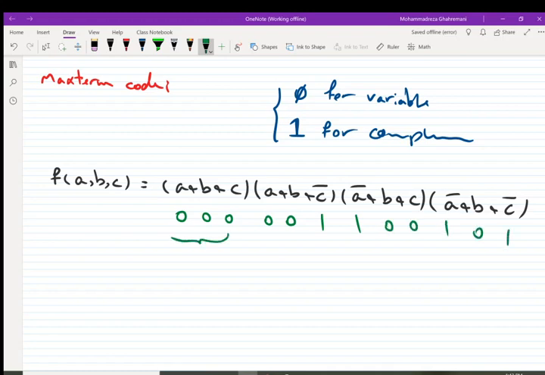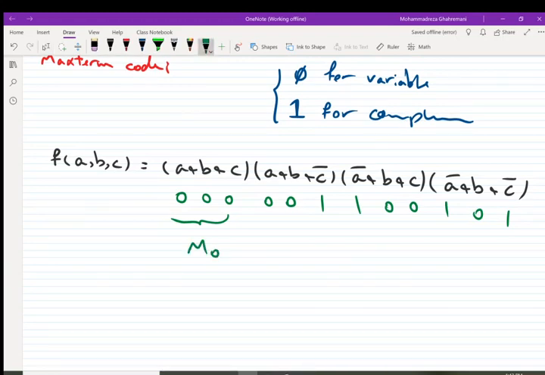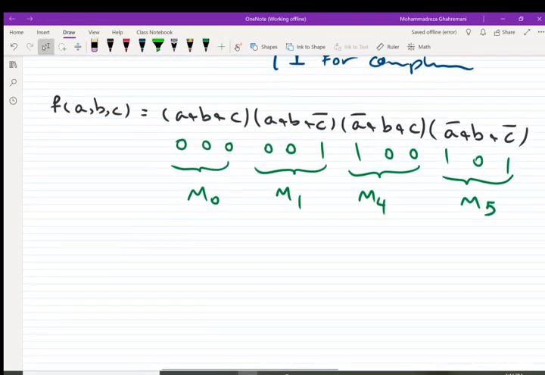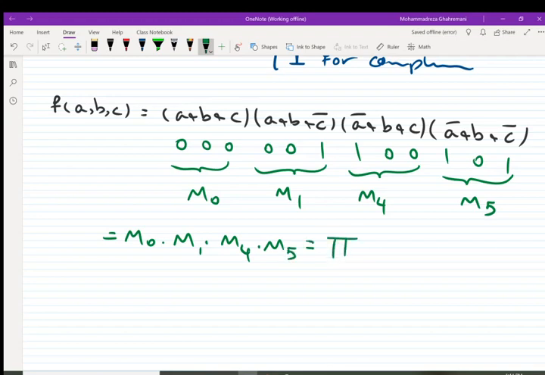0, 0, 0 is 0, so it's max term 0. 0, 0, 1 is 1, so it's max term 1. 100 is 4, so it's max term 4. 101 is 5, so it's max term 5. So we can say the function is equal to M0, M1, M4, M5, or the product of max terms 0, 1, 4, and 5. Okay, so this one is the answer.